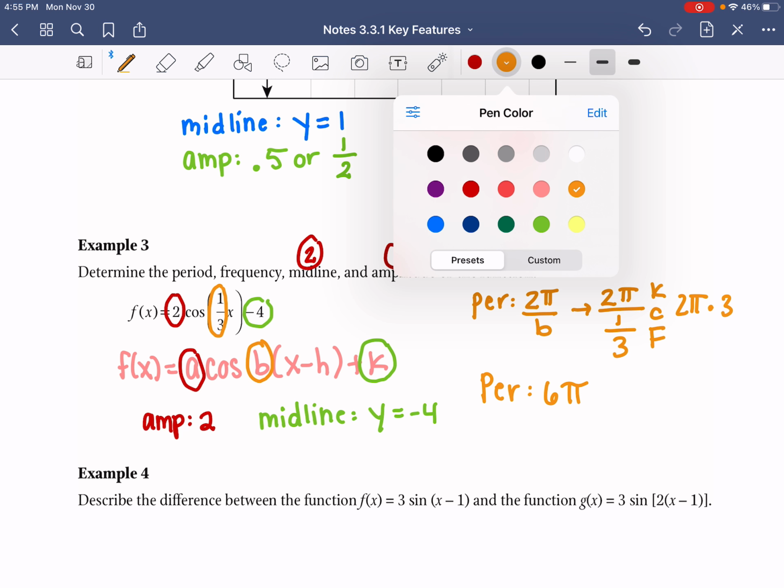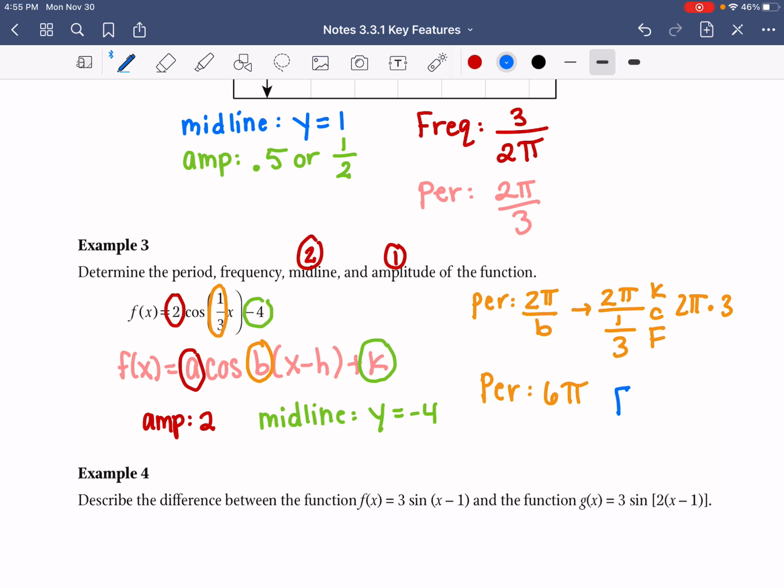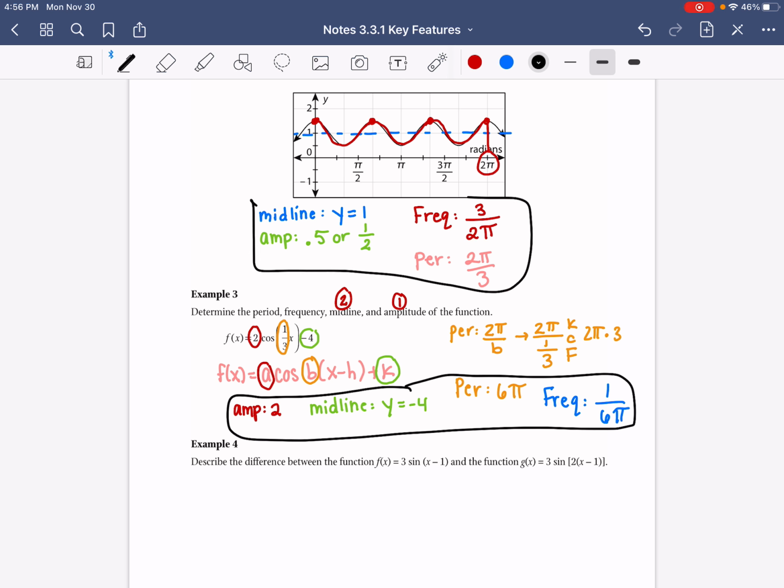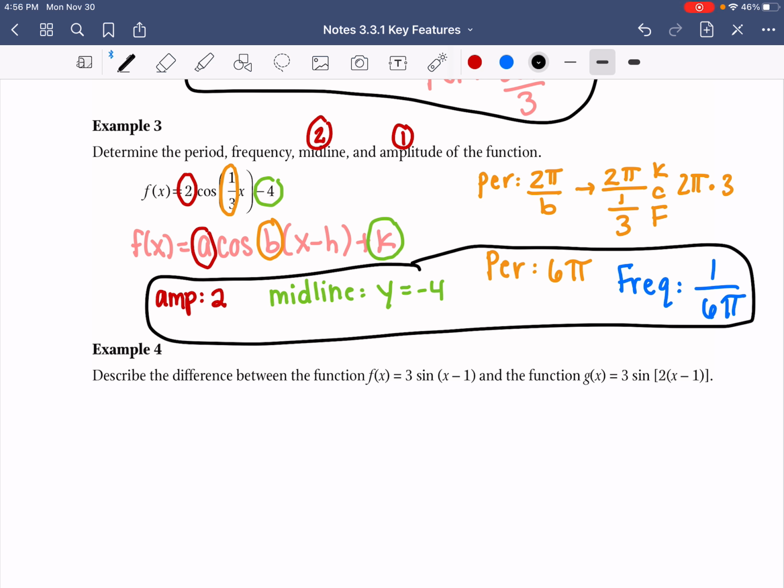And then lastly, to get my frequency, I would just flip the period. To flip 6 pi, that's 6 pi over technically 1, so it'd be 1 over 6 pi. You complete one cycle, one curve, in 6 pi distance. All right, I've been forgetting to put a box around my answers, but those are the 4 things they've been asking for.